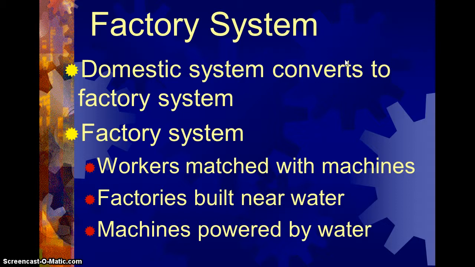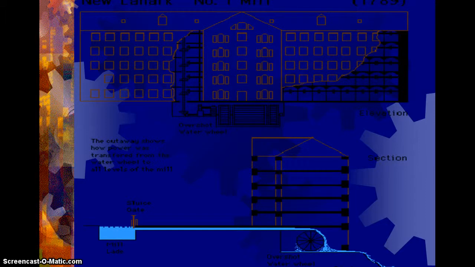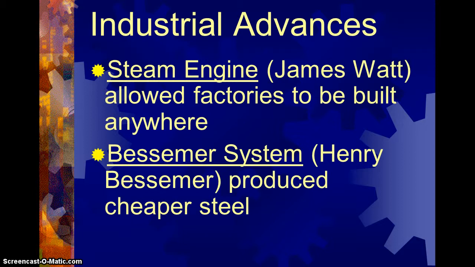The factory system. The domestic system converts to a factory system, where workers are matched with machines, and factories are built near water for transportation, as I said, and machines powered by water or steam power, which was invented by James Watt, like we discussed before. This is an average factory or mill. Industrial advances. There's the steam engine, like I said, by James Watt, which allowed factories to be built anywhere.